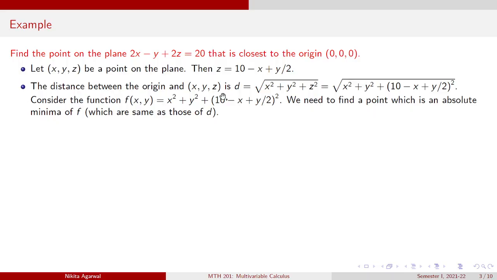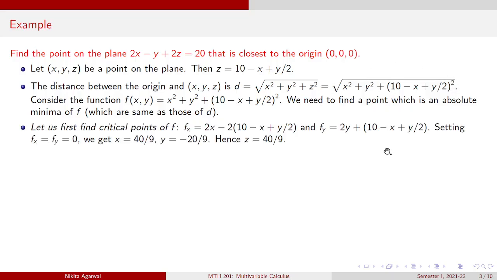What do we need to do? We need to find a point which is closest to the origin, which means that we want to minimize this distance, right? We want to make it as small as possible. So we need to find a point which is an absolute minima of f, right? Okay. It is smaller than everything else. So taking a square will not make a difference, because if this square function is minimized, then obviously the distance will be minimized.